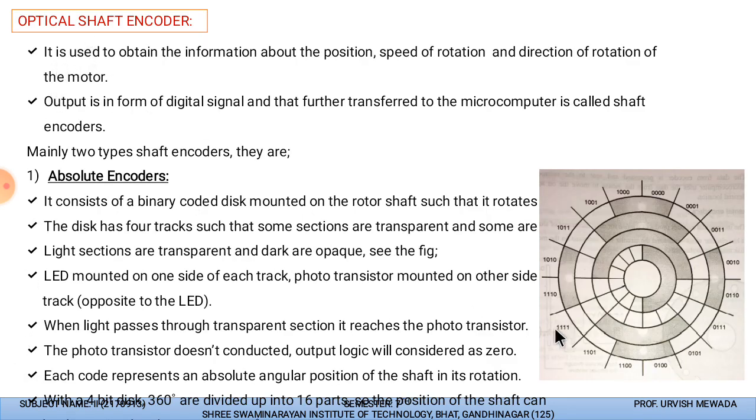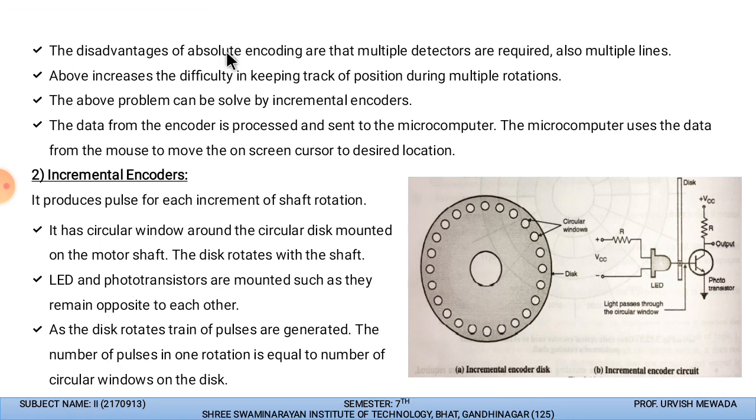optical shaft encoder has certain disadvantages, and the disadvantages of the optical shaft encoder are overcome in the incremental encoder. In this incremental encoder, you can see the incremental encoder disk has a number of holes, circular windows, and the rest of the part of this circular disc is opaque, and the part through which you can see is white, or transparent.